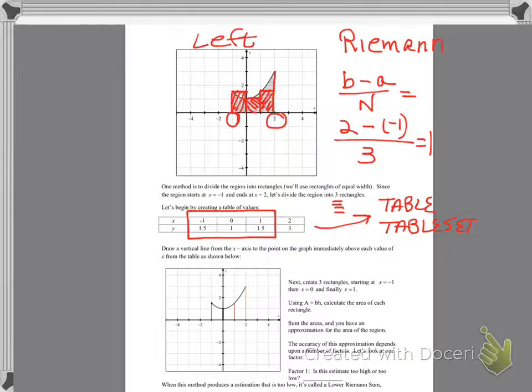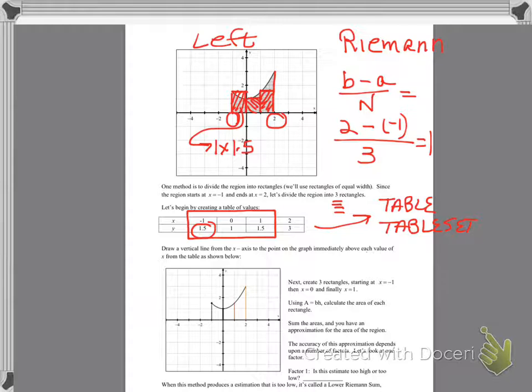All right, how do I get this area? Well, each of the bases is equal to 1. So to get this area right here, I'm going to take 1 times what is the height when your x value is -1. Well, that height is 1.5. So this is 1 times 1.5, and that's my first rectangle.